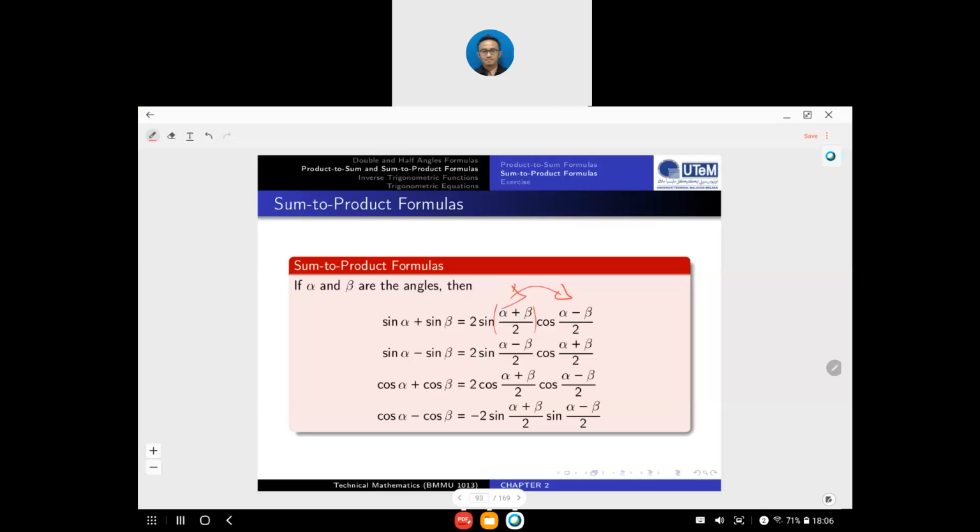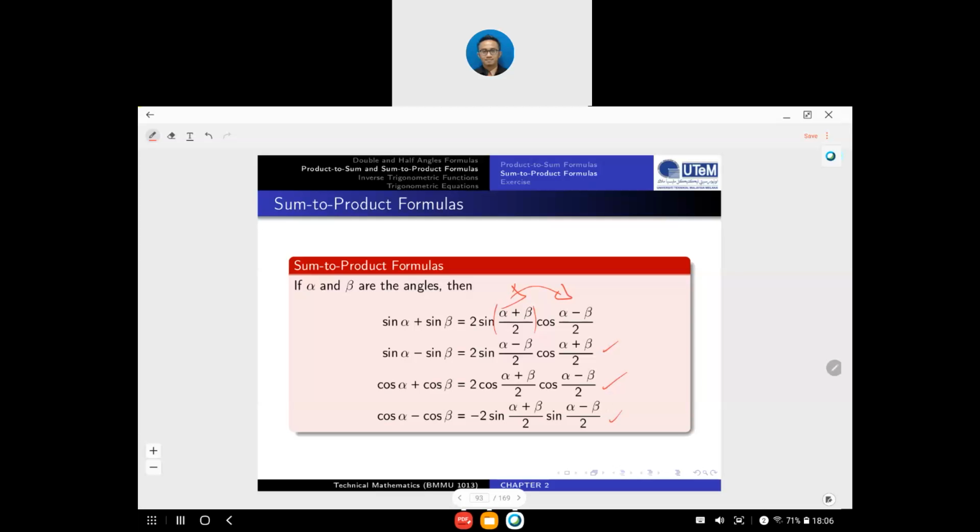That's why we have a lot of identities or a lot of formulas. Macam mana awak nak simplify angle tu? Itulah gunanya formula-formula ni. Also the same thing, sin alpha minus sin beta equal to this one, and then cos alpha plus cos beta equal to this one, and the last one, cos alpha minus cos beta equal to this one.